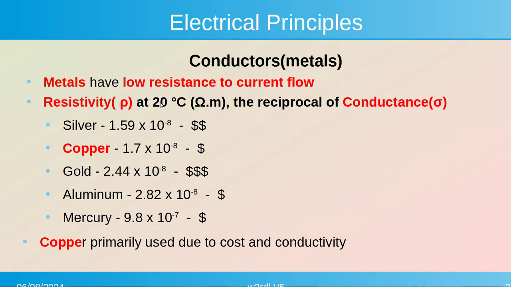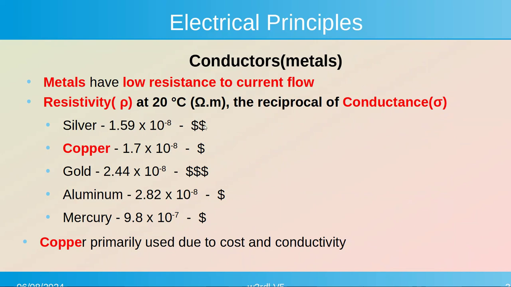They measure it normally at 20 degrees centigrade, and they come up with these numbers on the resistivity. And they use the little rho symbol, where it's the reciprocal of the conductance. Silver is, of the metals, the best conductor. And it's 1.59 times 10 to the minus 8.